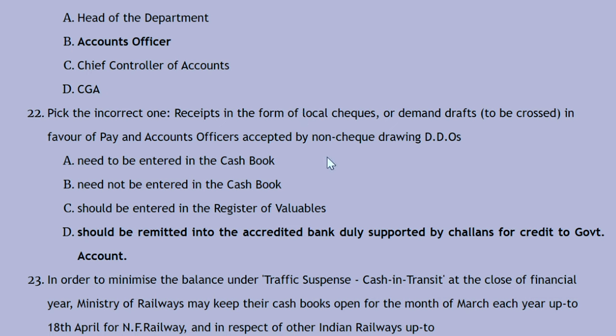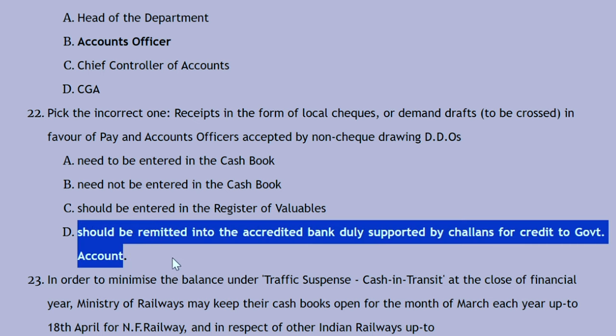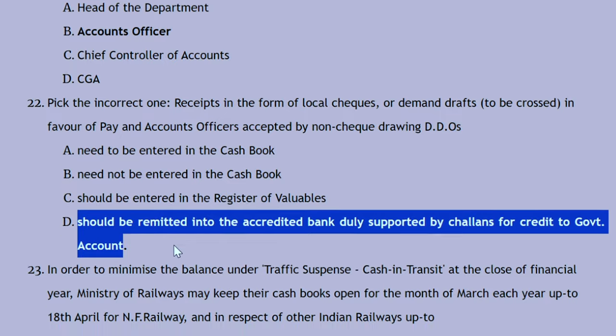22. Pick the incorrect one. Receipts in the form of local cheques or demand drafts to be crossed in favour of the Pay and Accounts Officer, accepted by non-self drawing DDOs, should be remitted. Answer is D. Should be remitted into the credited bank duly supported by challan for credit to government account.